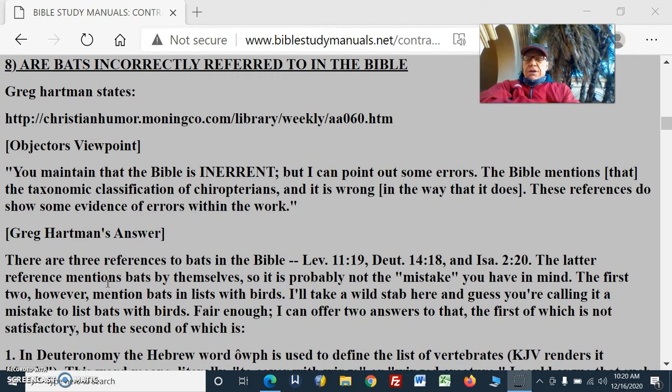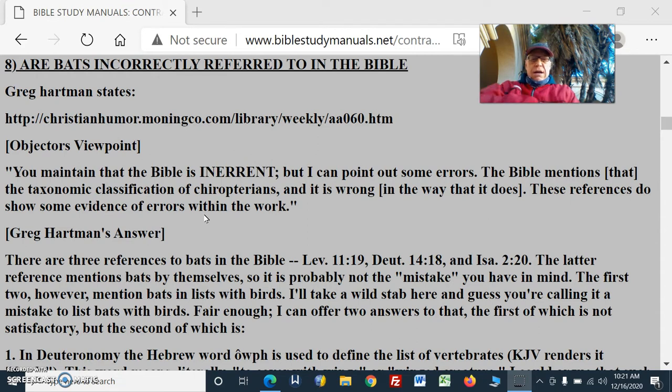So Greg Hartman's answer: there are 3 references to bats in the Bible. Leviticus 11:19, Deuteronomy 14:18, and Isaiah 2:20. The latter reference mentions bats by themselves, so it is probably not the mistake you have in mind. He's answering this guy's question. The first 2, however, mention bats in lists with birds.